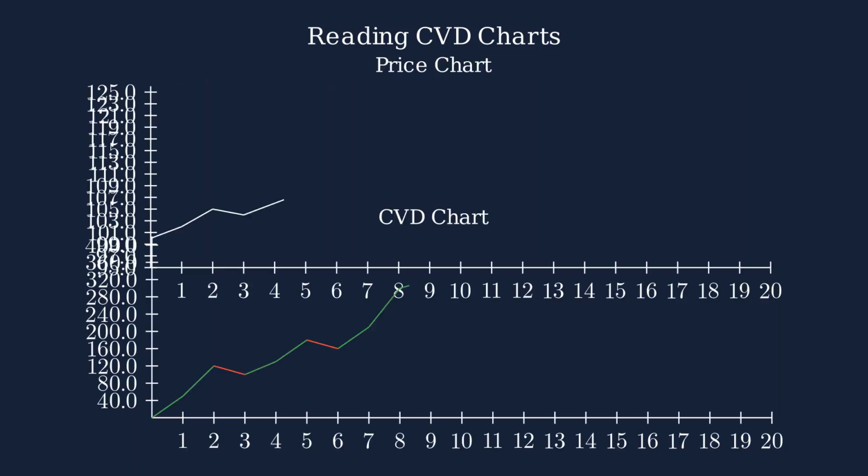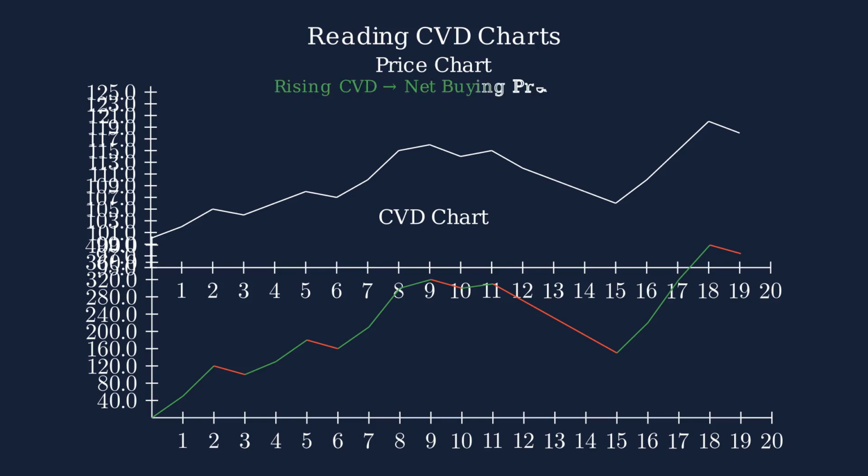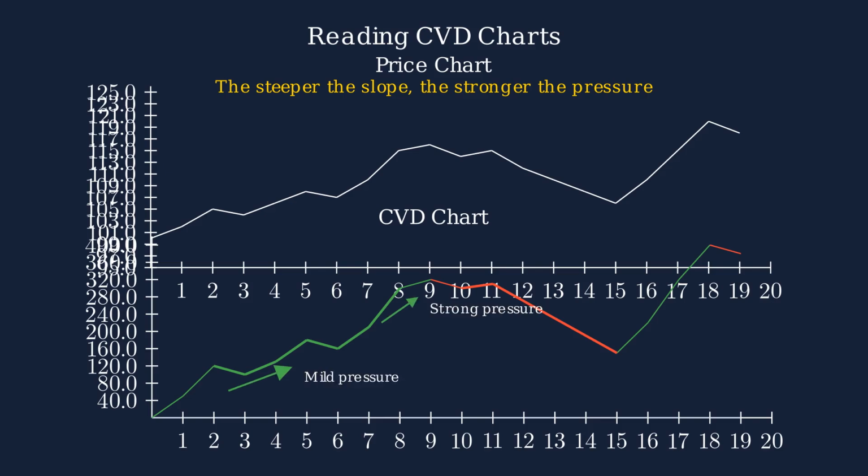Let's examine how to interpret cumulative volume delta charts. CVD charts are typically displayed below price charts to analyze volume pressure alongside price action. When the CVD line rises, it indicates net buying pressure in the market. When the CVD line falls, it shows net selling pressure in the market. The slope of the CVD line indicates the strength of the buying or selling pressure.